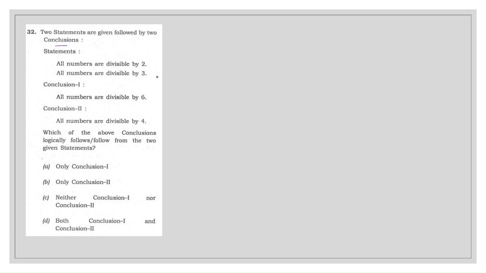So the first statement here says all the numbers are divisible by 2, and the second statement says all numbers are divisible by 3. So we need to consider these statements to be true, and on that basis we need to check whether the conclusions are getting right or not. So there is a given set of numbers that we have, and the statements say that these numbers are divisible by 2 and they're also divisible by 3.